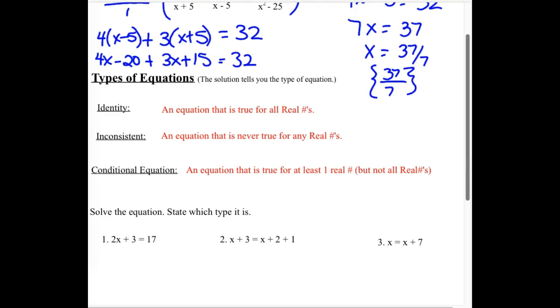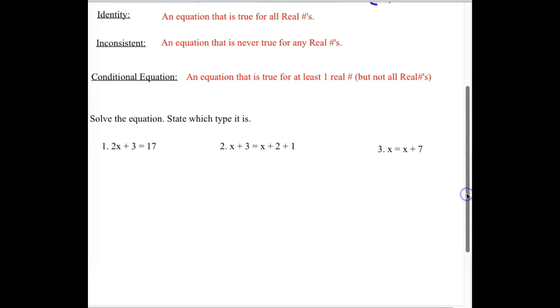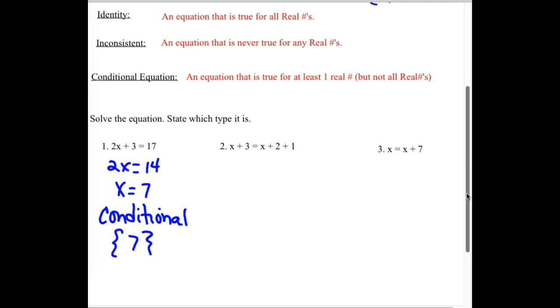All right, so we're going to look at three pretty basic equations to solve, but our goal here is to identify which type of equation it is. Is it an identity that always works? Is it inconsistent where it never works? Or is it conditional where it works for some x's? All right, so our first one, we simply have to subtract 3 and divide. So in this case, we are getting a solution. All right, so we would say this one is conditional. All right, it works on the condition that x has to be a 7.